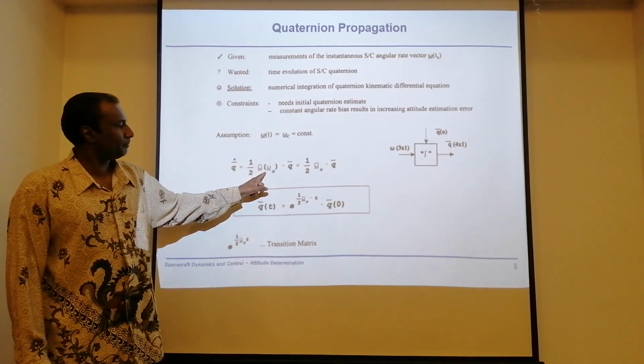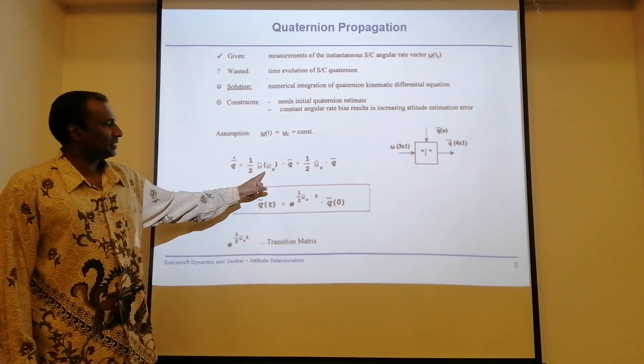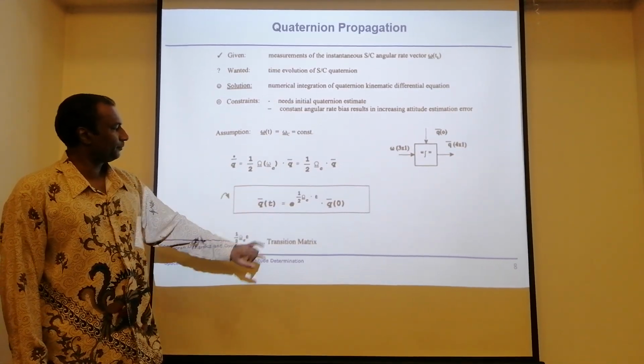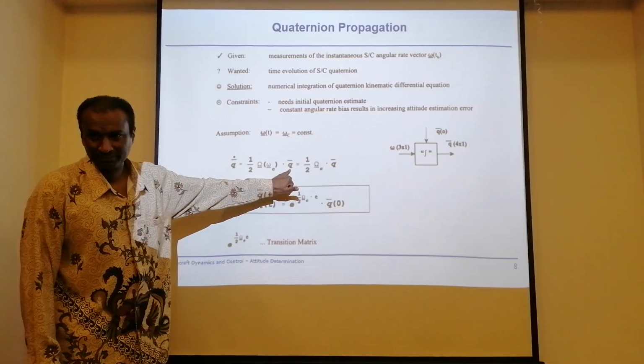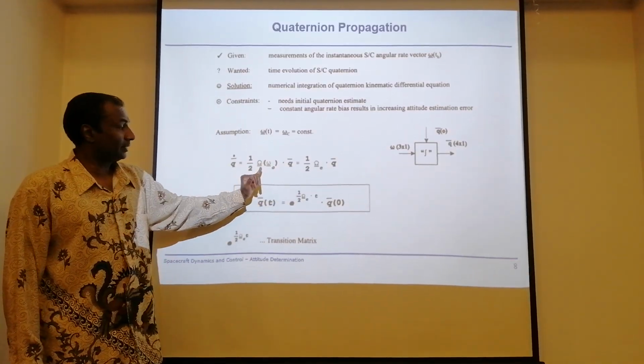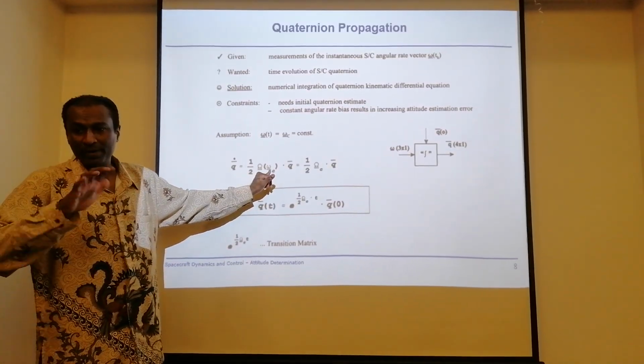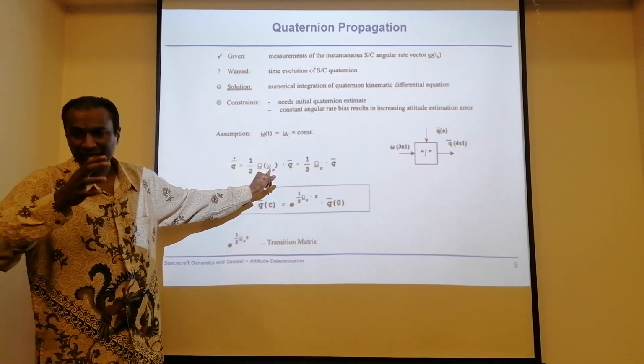Now, what exactly this equation helps us to do is this. Initial quaternion, there is a motion, rotational motion in the spacecraft.